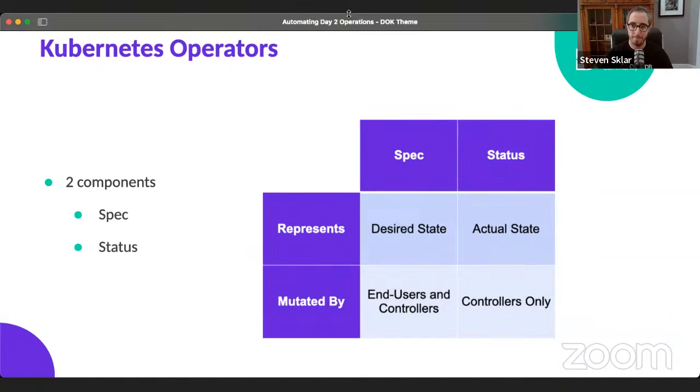On the other hand, we have status. Status reflects the actual state of your object and the cluster. These things are updated by the in-cluster components such as controllers or other pieces that are running inside of the Kubernetes control plane.